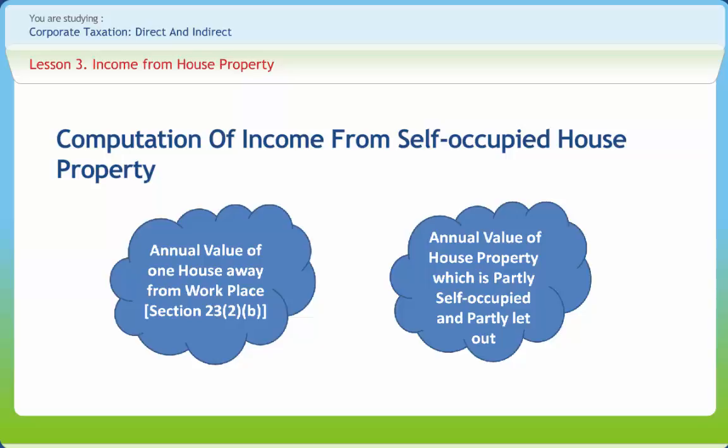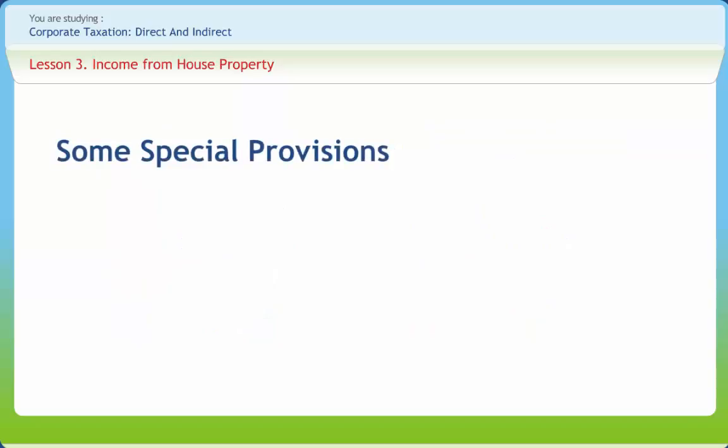The income from the let out units will be calculated in the same manner as the income from any let out house property. If a house property is self-occupied for a part of the year and let out for the remaining part of the year, the benefit of Section 23, Part 2, Part A is not available and the income from the property will be calculated as if it is let out. Now let's discuss some special provisions.